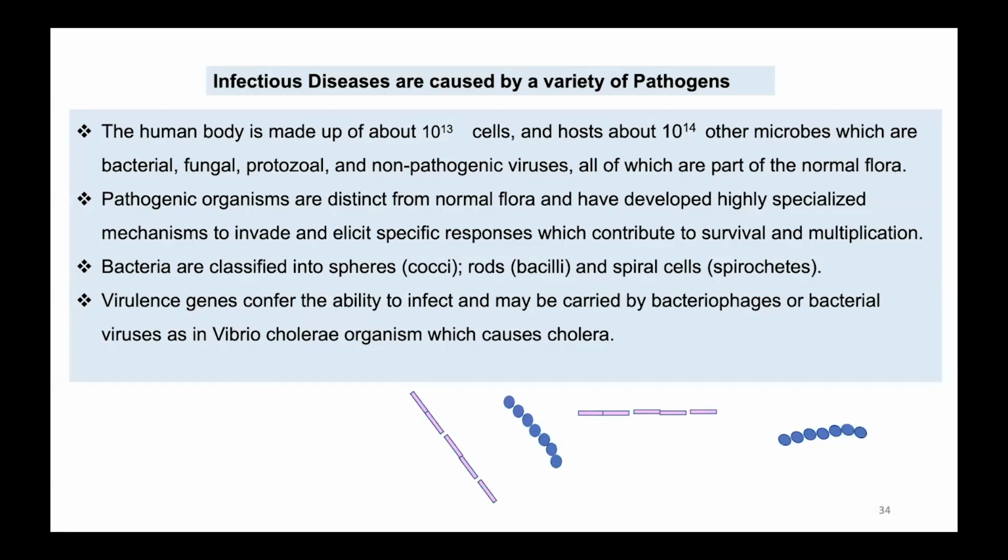Infectious diseases are caused by a variety of pathogens. The human body is made up of about 10 to 13 cells and hosts about 10 to 14 other microbes, which are bacterial, fungal, protozoal, and non-pathogenic viruses, all of which are part of the normal flora. Pathogenic organisms are distinct from normal flora and have developed highly specialized mechanisms to invade and elicit specific responses which contribute to survival. Bacteria are classified into spheres, rods, and spiral cells, and virulence genes confer the ability to infect and may be carried by bacteriophages or bacterial viruses, as in Vibrio cholerae organisms, which cause cholera.